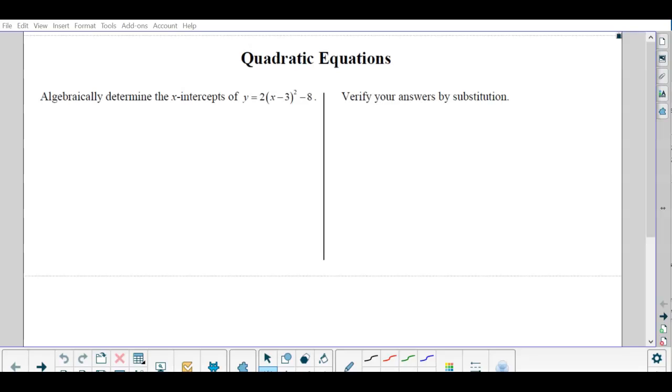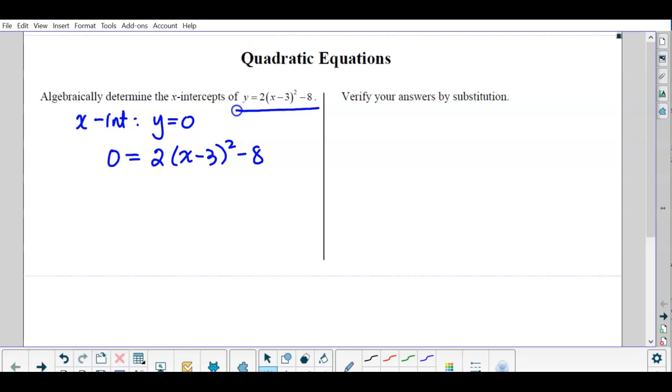So that last unit, we talked about quadratic functions. It says here, algebraically determine the x-intercepts of this. So when you're doing that, you're finding x-intercepts, which occur when y equals 0. So you would substitute 0 in for y. Notice how that's in vertex form.